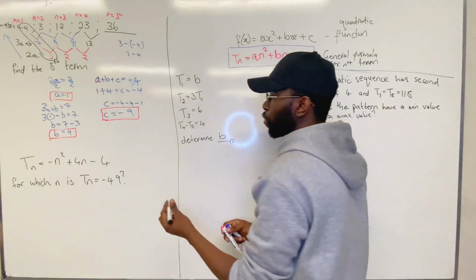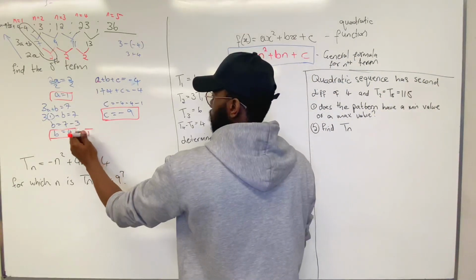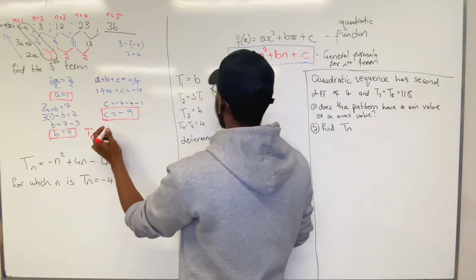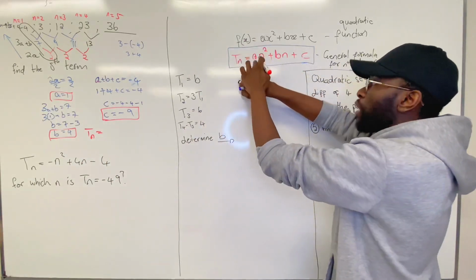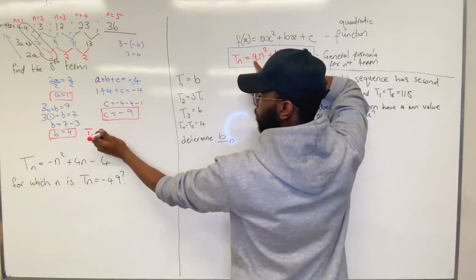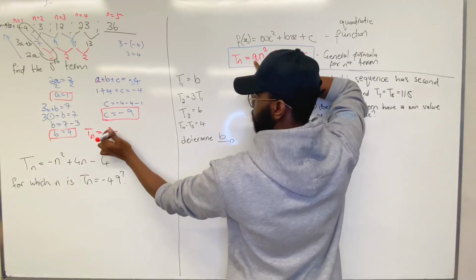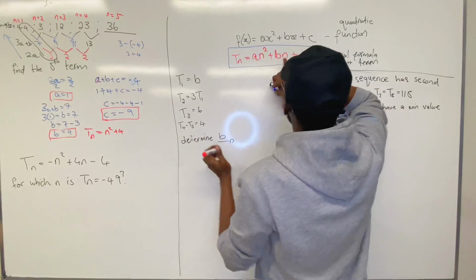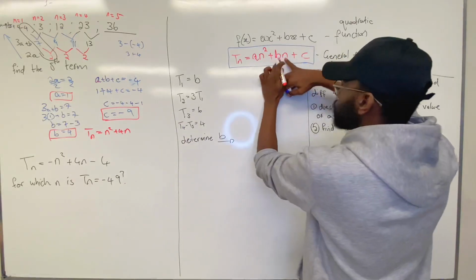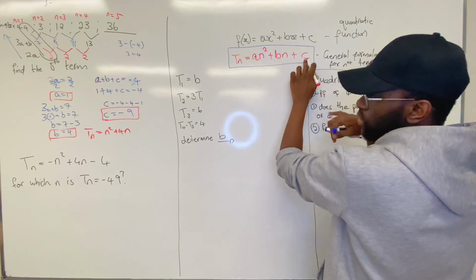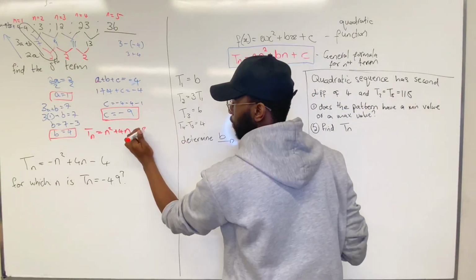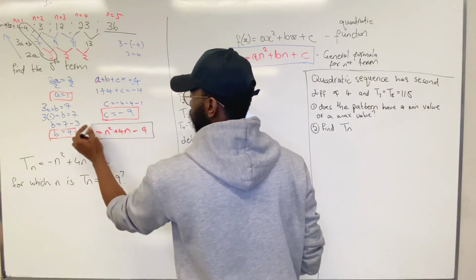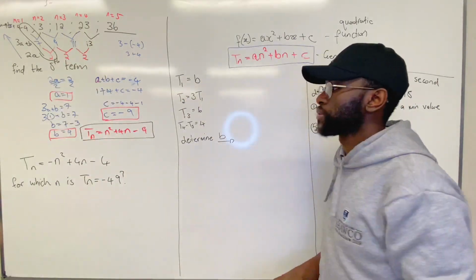term. So that is to say, Tn will now be equal to a, which is 1, we now have 1 here, n squared. b, which is positive 4n. Substitute b there, and then now we put c, which is minus 9. So this will be our general formula for that sequence.